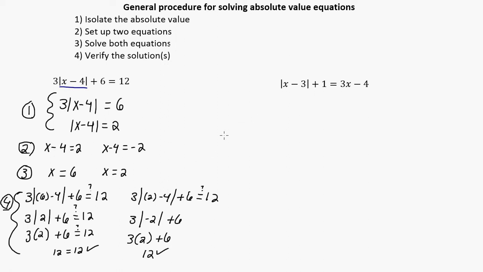Now in the next video, we're going to look at what happens when the absolute value expression is equal to an expression on the right that has an x in it.